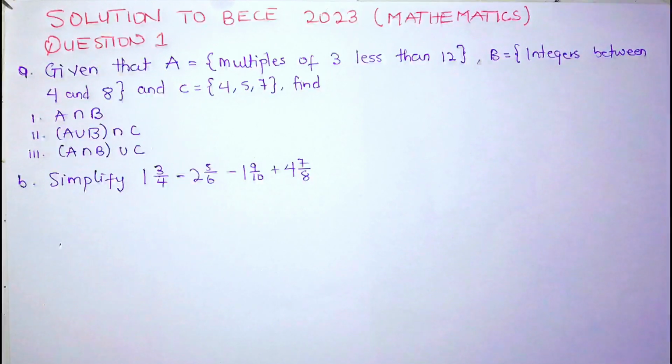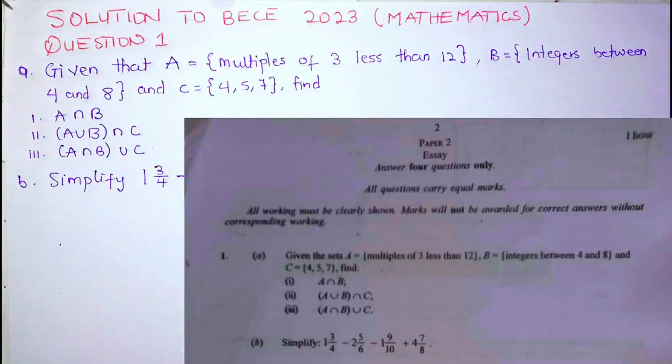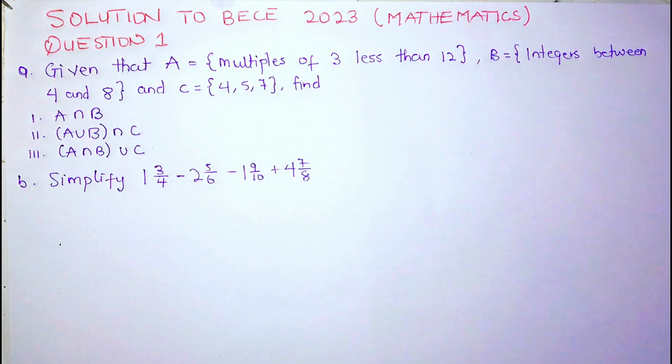Let's read the question together. Question 1. Given that A is equal to multiples of 3 less than 12, B is equal to integers between 4 and 8, and C is equal to {4, 5, 7}. Find (i) A intersection B. Okay, so let's get into it. Solution.